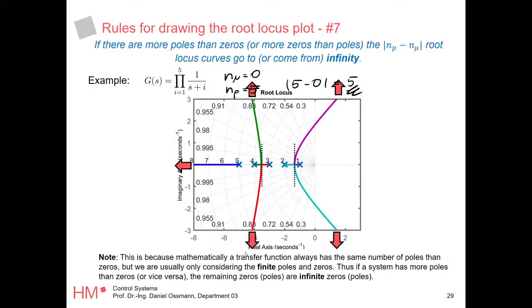This is the explanation of why they go to infinity, because at infinity, mathematically, there are also zeros. But because they are at infinity, they are so fast that we are actually ignoring them, right?